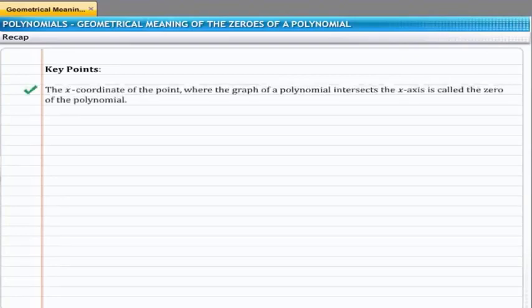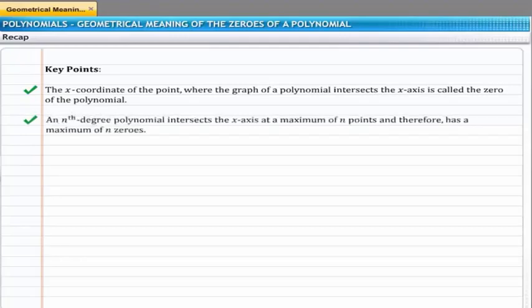You have reached the end of this section. Before moving on to the next section, let's recap the key points. The x-coordinate of the point where the graph of a polynomial intersects the x-axis is called the zero of the polynomial. An nth degree polynomial intersects the x-axis at a maximum of n points, and therefore has a maximum of n zeros.